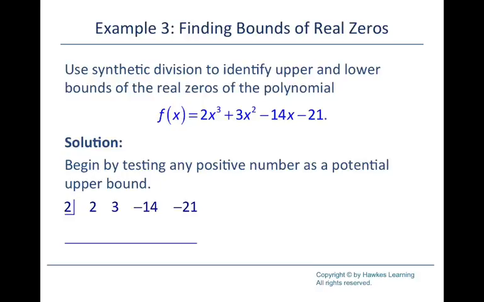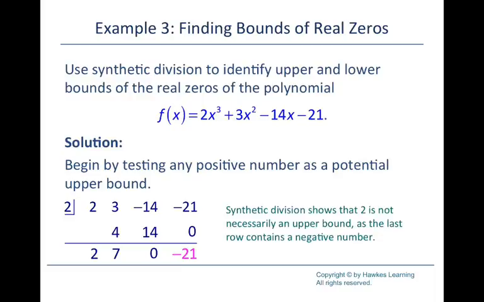So if I put 2 there and make the division, we see that we have a negative number. We don't alternate signs, and they're not all positive. So 2 is not an upper bound. The last row has a negative number. If those had all been positive, we could have said 2 is an upper bound of this polynomial, and that all my zeros would be 2 or less.